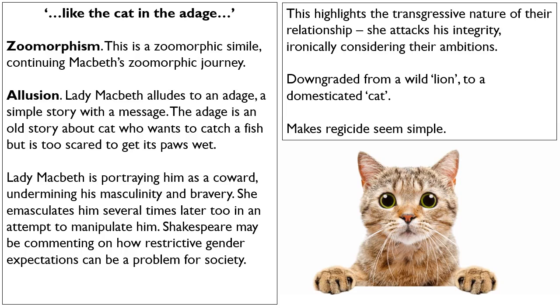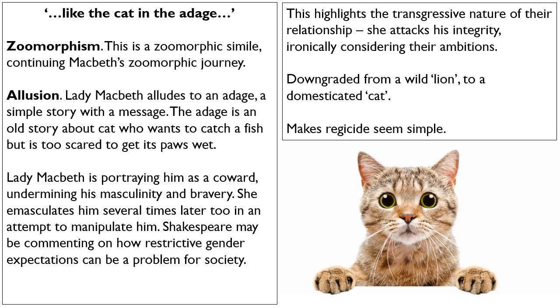This also highlights that their relationship is transgressive. She attacks his integrity, which is ironic considering that she calls him a coward when they're about to kill the king. And it reinforces that this relationship is not what a Jacobean would expect. He's also been downgraded from a wild lion to a more domesticated cat.